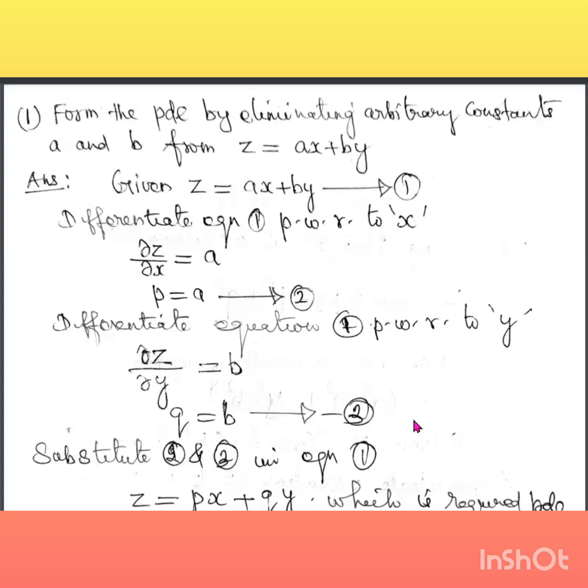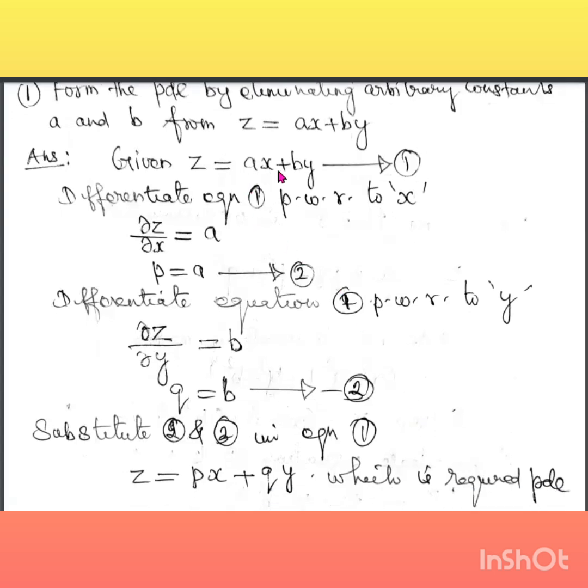Substitute 2 and 3 in equation number 1. For a substitute p, and for b substitute q. So z is equal to px plus qy, which is the required partial differential equation. In the answer, there should not be the constants a and b. So z is equal to px plus qy. This is the simple problem.